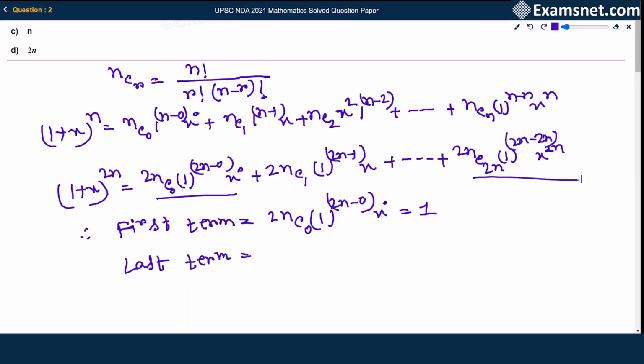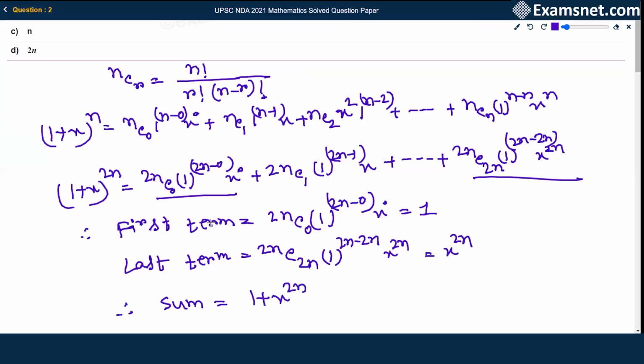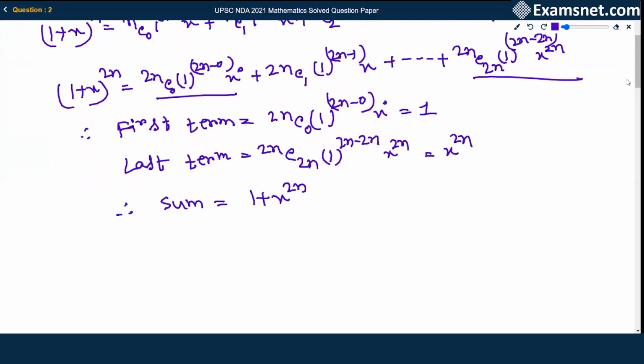Which one is the last term? This one is the last term. So 2nC2n (1) whole to the power 2n minus 2n x to the power 2n. So this will also give me the value, 2nC2n means 1, so it is x to the power 2n, right? Therefore, the sum of the first term and the last term is 1 plus x to the power 2n.